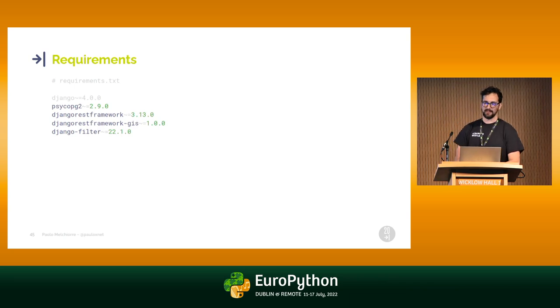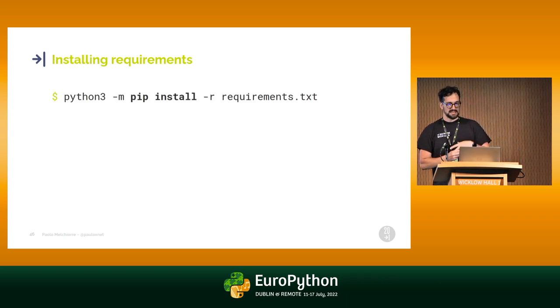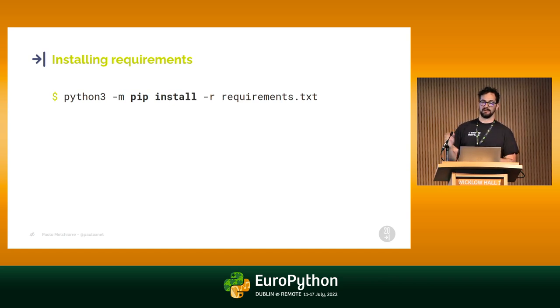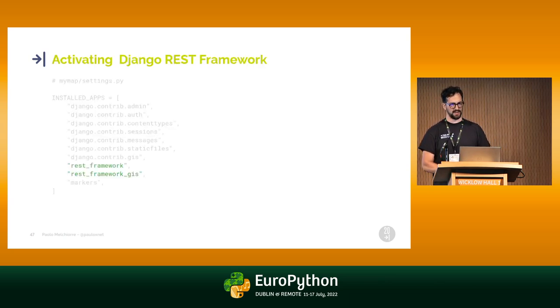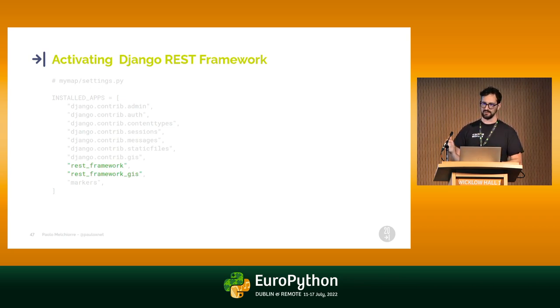The Python requirements of our project are increasing, and therefore, a good practice is to create a requirements file with the package list. We'll use the Python Postgres database adapter, Django REST framework, its geographic add-on, and also Django Filter. We install all the Python requirements using the Python package installer module. The packages that we'll use directly in the code of our project are Django REST framework and its geographic add-on, which we then insert in the list of the installed apps of our project settings.